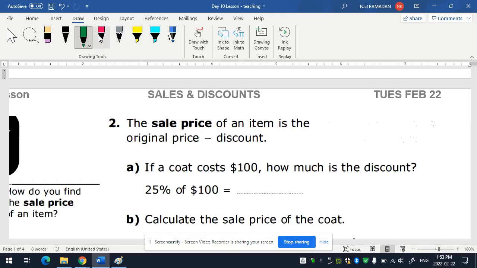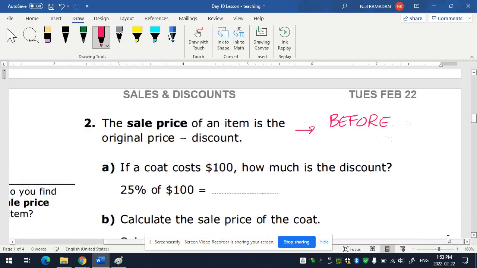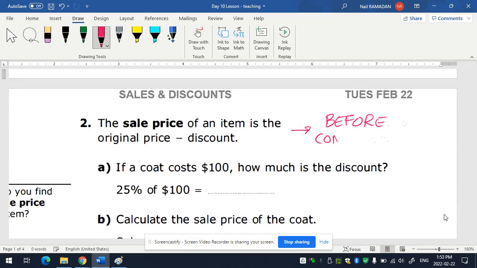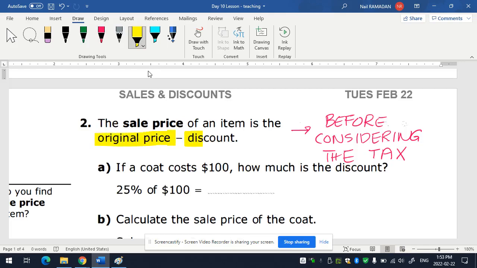So I want you to write here, before considering the tax. Before considering the tax, which was almost 99% of the time, will be the 13% HST. So the sale price of an item is the original price, take away the discount that the store is offering. Okay, always minus, never add.